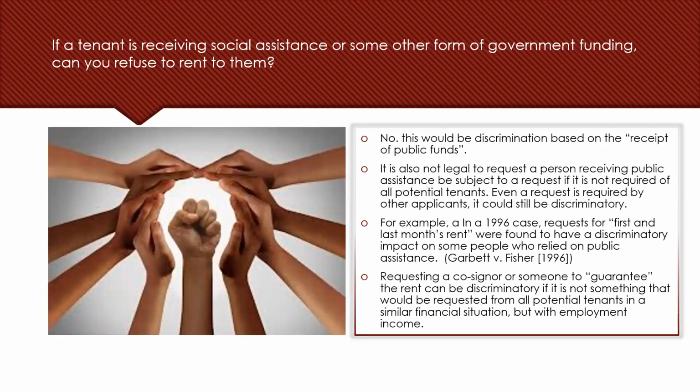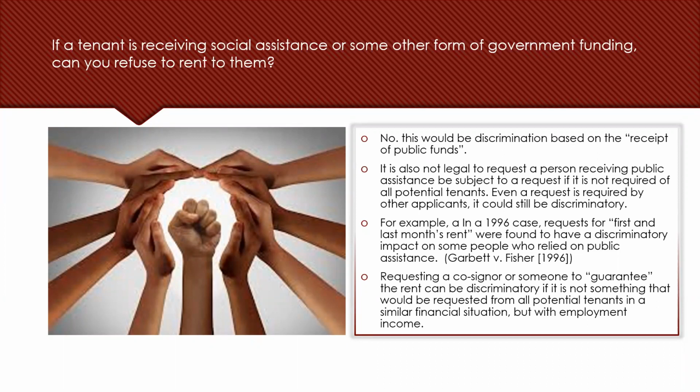If a tenant is receiving social assistance or some other form of government funding, can you refuse to rent to them? I see this a lot online, where people are asking about tenants who are on CPP, OAS, ODSP, Ontario Works. So the answer is no. You can't discriminate based on the fact that they're in receipt of public funds. It's not legal to request a person receiving public assistance be subject to a request if it is not required by all potential tenants. And even if a request is required by other applicants, it could still be discriminatory.